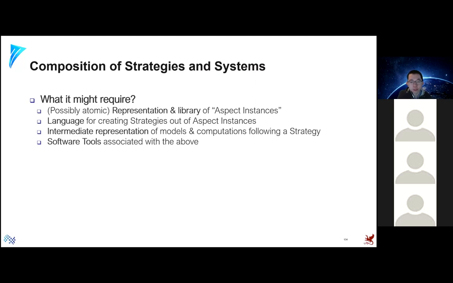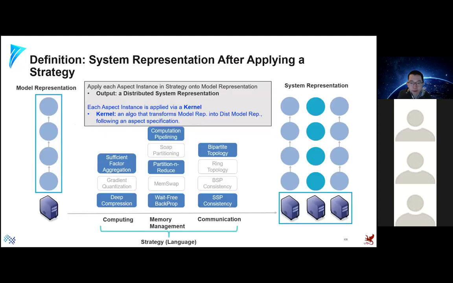But the question to ask here is what it might take to achieve that. Actually, we can easily make a connection between this ambition and the current programming language compiler. What we need might be a representation library of aspect instances that Qirong has covered. We also might need a language for creating strategies out of these aspect instances. And in programming languages, we know there's some sort of intermediate representation of the model or computation instructed in the user program. We might need something similar for distributed ML strategy. Together, we also need some software implementation and tools associated with it. So to see how this might work, let's break the distribution of ML programs into phases, just like I did for that parameter server.